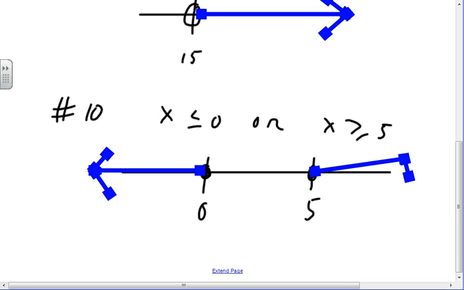Oh, bummer. Lost total complete control. Oh, very good. Yes. Yep. Now we have to go the other way.